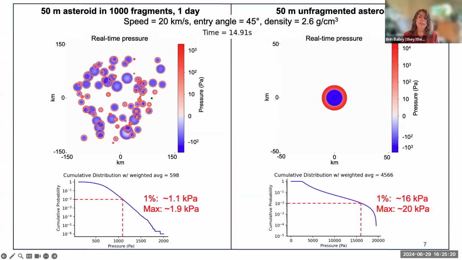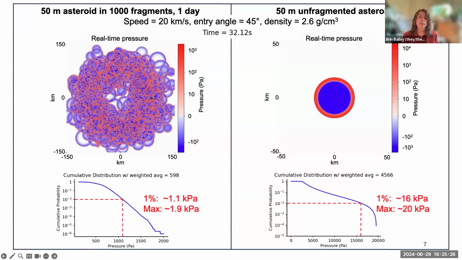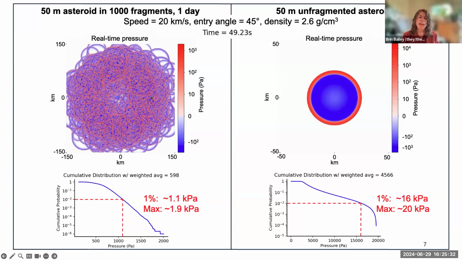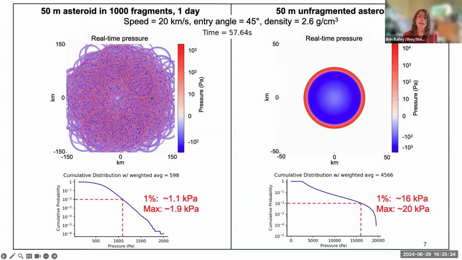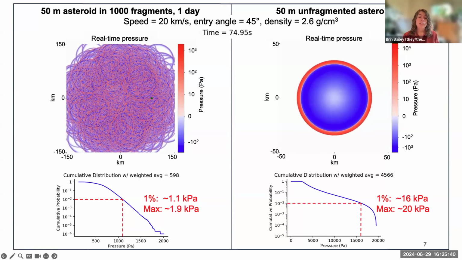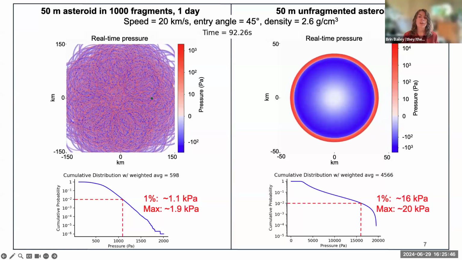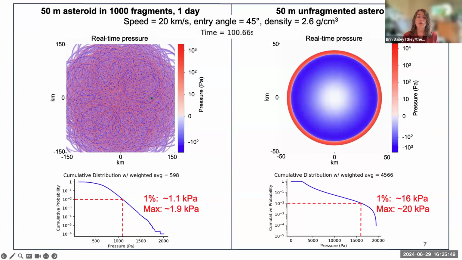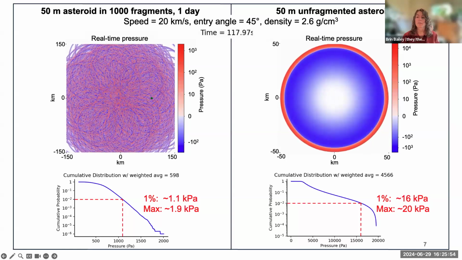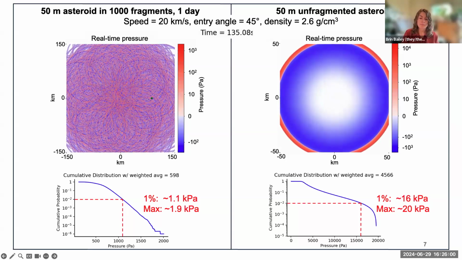So in the fragmented scenario, we see an average pressure of about 600 pascals, with 1% of ground locations experiencing pressures at or above about 1 kilopascal, whereas the unfragmented case has an average pressure of about 5 kilopascals and a 1% value of about 16. So these results suggest that PI can be effective in terminal mitigation of smaller objects, and combined with detection efforts, could potentially prevent events like Chelyabinsk or Tunguska in the future. And again, we really want to keep our acoustic ground effects below that threshold of 3 kilopascals, and we see here that no locations within the simulation area reach that value.